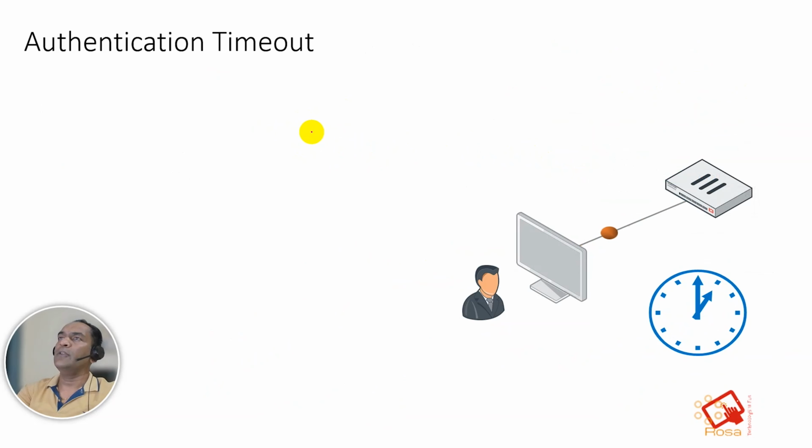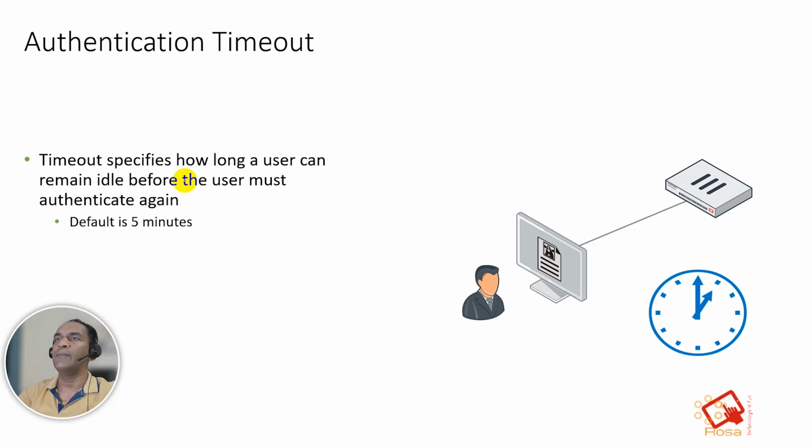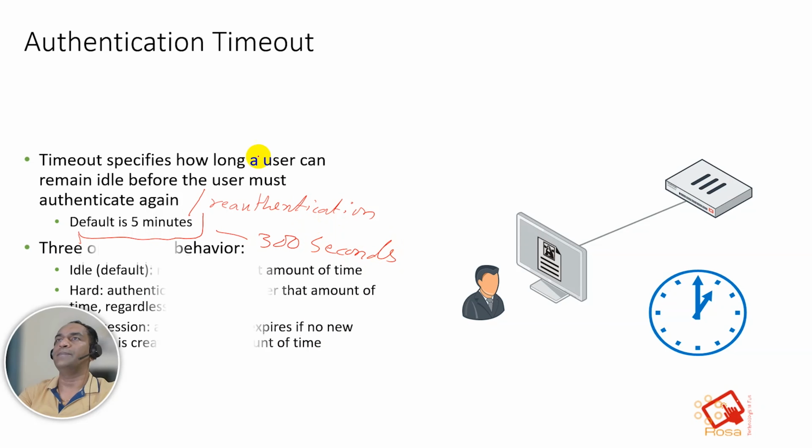Now, whenever you are performing an active authentication, there is a timeout involved. Timeout means how long the user's authentication will stay valid. So timeout specifies how long a user can remain idle before the user must authenticate again, or re-authentication. The default is 5 minutes, which means 300 seconds. So this is the default time.